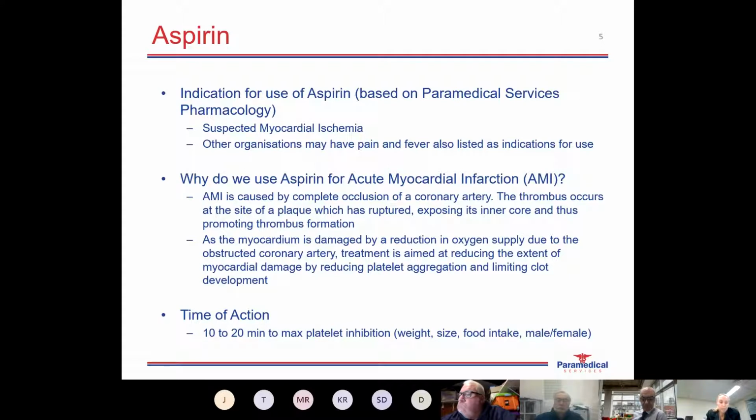So the time of action is around about 10 to 20 minutes, and it really depends on the size of the patient, the weight of the patient, whether the patient is male or female, if they've eaten and when they ate last and what they ate last, because that will all affect the metabolism of the actual drug. So we're looking at about 10 to 20 minutes for maximum platelet inhibition.